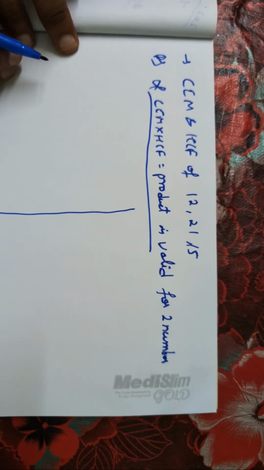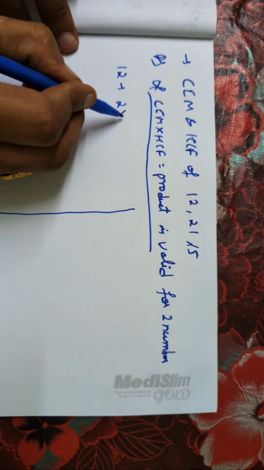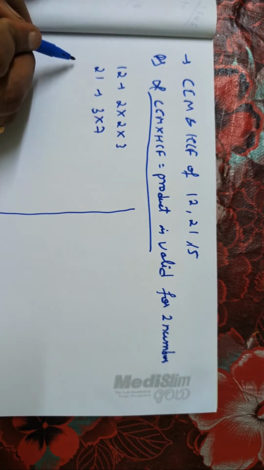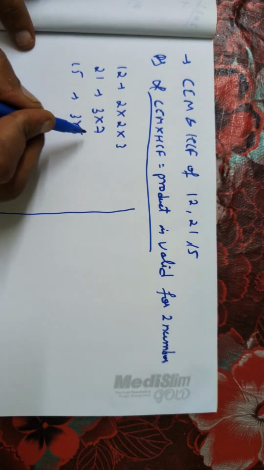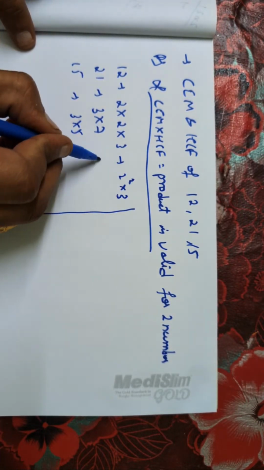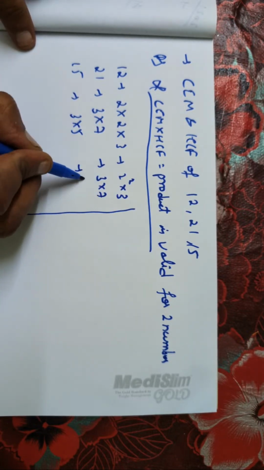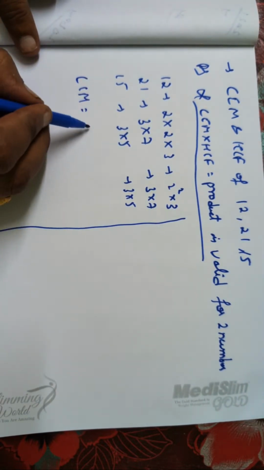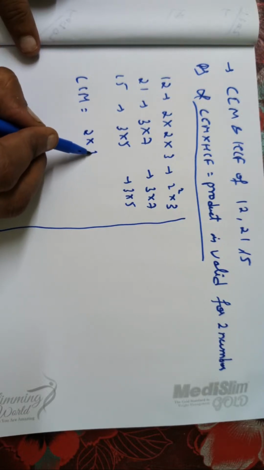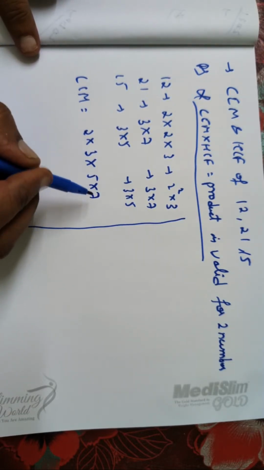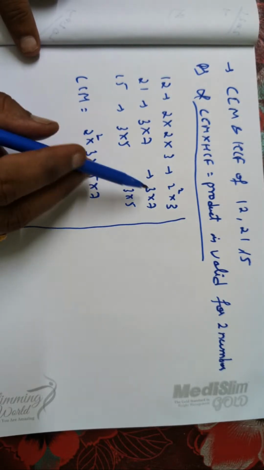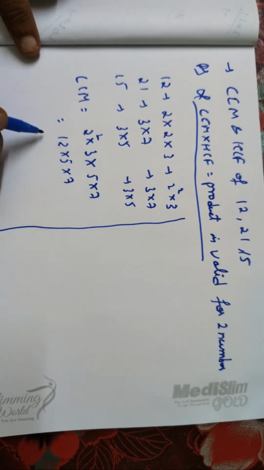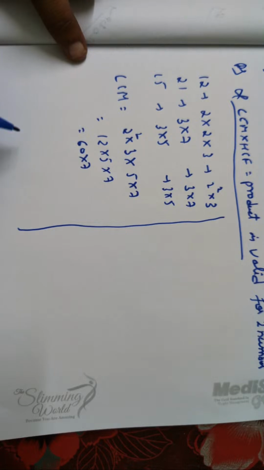Let's solve using prime factors first. 12 can be written as 2 into 2 into 3, whereas 21 can be written as 3 into 7, and 15 can be written as 3 into 5. So 12 is 2 square into 3, 21 is 3 into 7, 15 is 3 into 5. So let's solve LCM first. For LCM, first write all the prime factors: 2 into 3 into 5 into 7, and keep the highest power. The highest power of 2 is 2 here, the rest are all 1. So the answer is 4 into 3 is 12, 12 into 5 into 7. 12 into 5 is 60, 60 into 7 is 420.